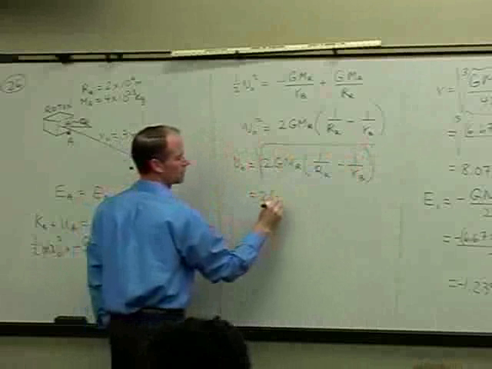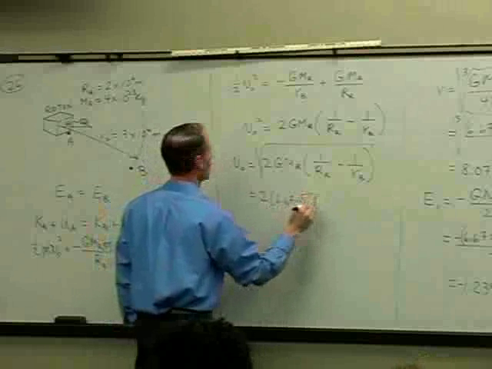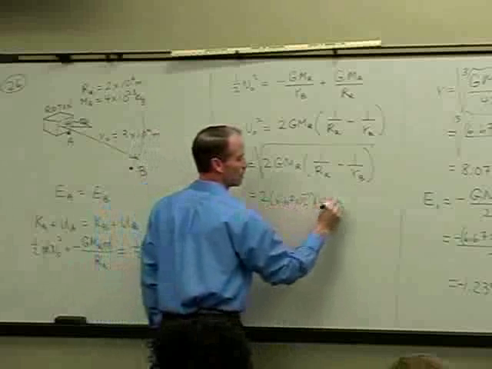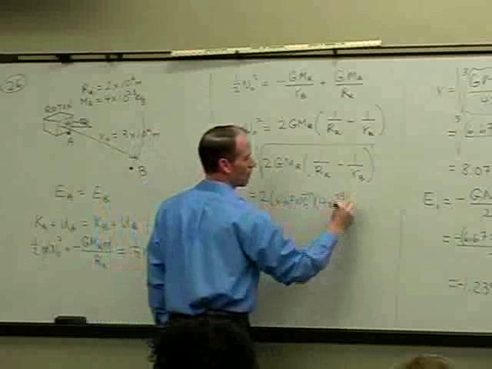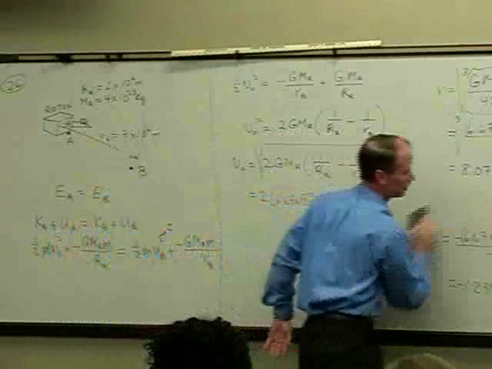That's 2 times 6.67 times 10 to the minus 11, mass of Rotan, 4 times 10 to the 23. More room this way.